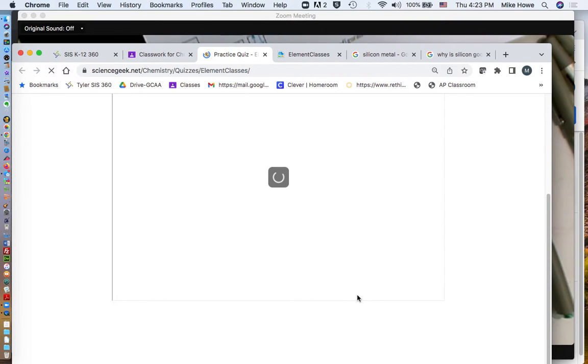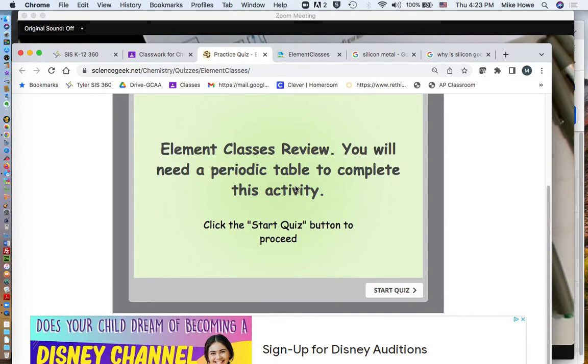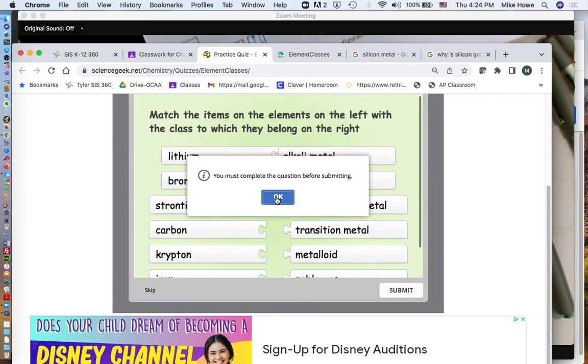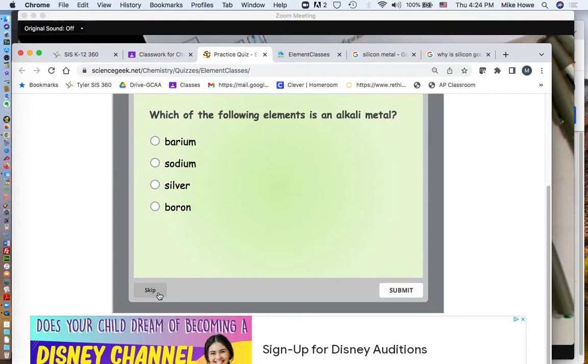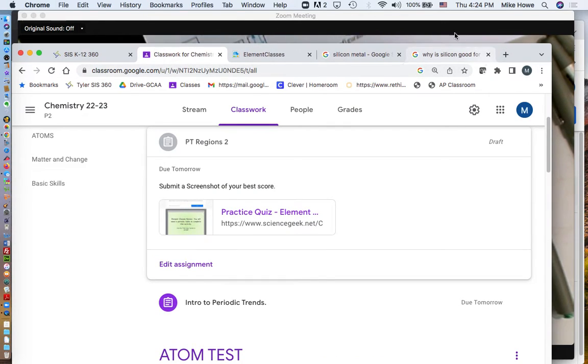This one is a little bit different because it gives you an opportunity to drag and connect things. So lithium is an alkaline metal, you connect them like that. Bromine is a halogen, so you go up here like this. That's how that works. If I submit it like that, it won't let you do it until you complete the question. But you can skip it and come back to it. All right, so these are things that will help you, make you think about these words and use them. And if you use the words, then you get more familiar with them.